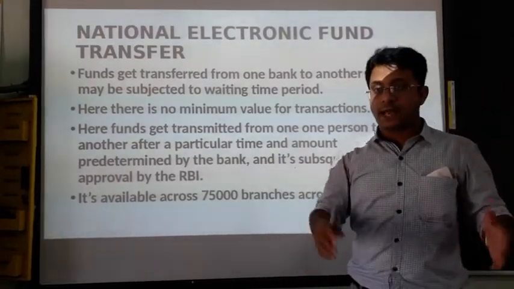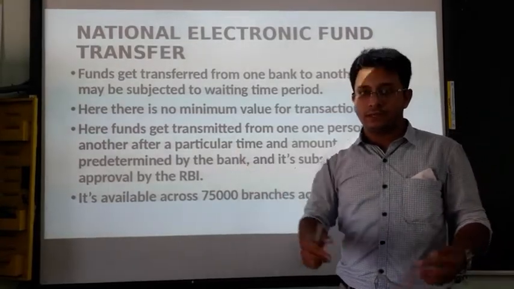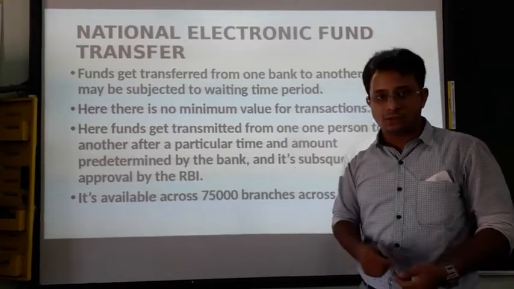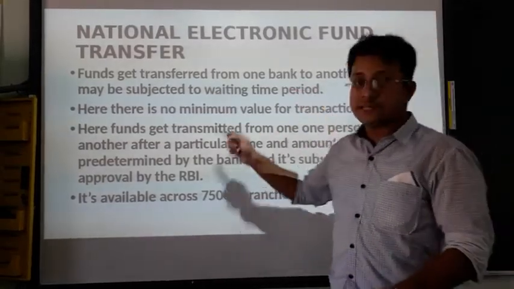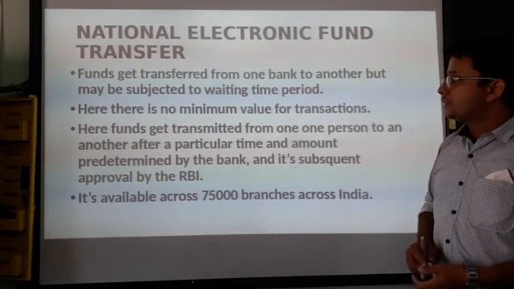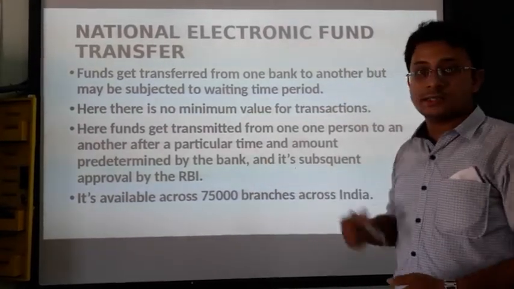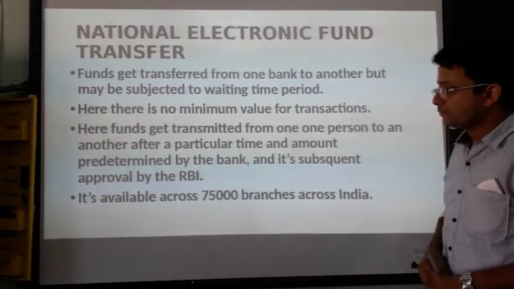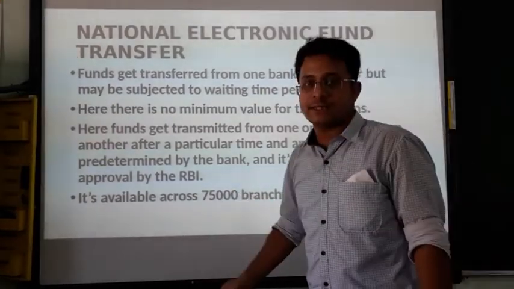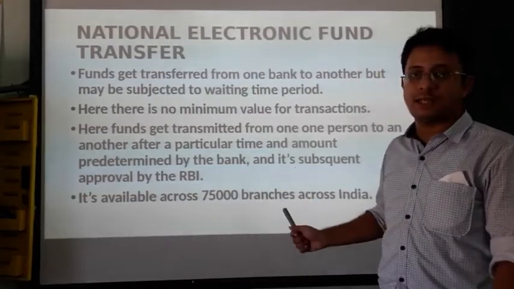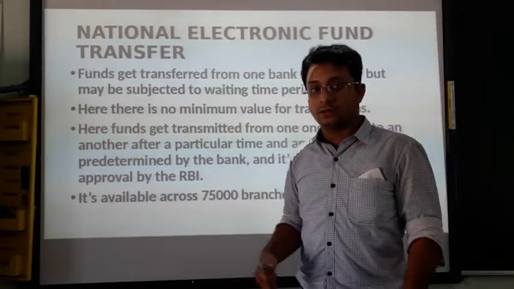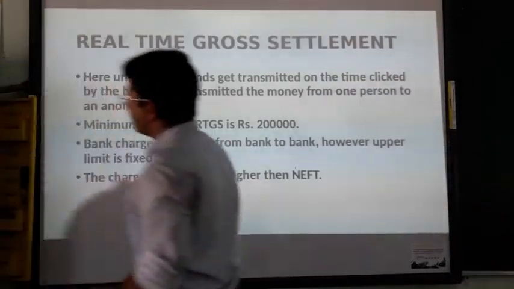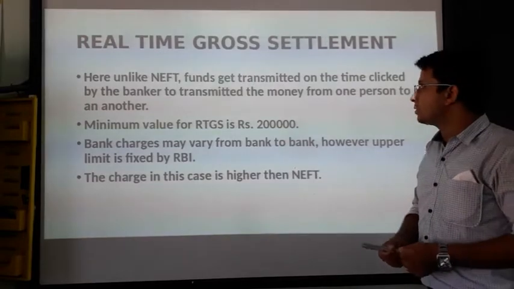The bank may do something like this: when they have enough money, they transfer that order to RBI, and RBI transfers that money to wherever it needs to go. That is some of the disadvantage of NEFT. The disadvantage is that it is subject to much waiting time or a limit on the amount. These NEFT facilities are available across 75,000 branches in India, and it is increasing day by day. Okay. Next we will see another slide, that is RTGS, Real-Time Gross Settlement.